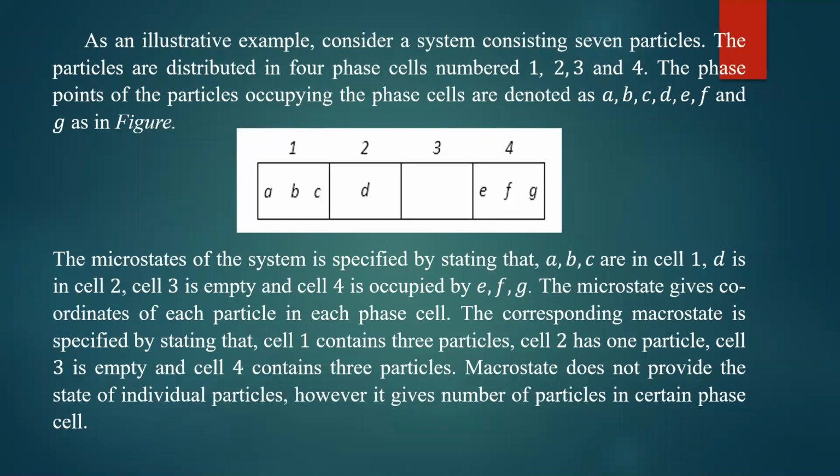Finally, I will give this statement. Microstate gives the state of each and every particle in each phase cell. It gives information about the type of particle present in each and every phase cell. Whereas macrostate gives only the number of particles present in the given phase cell. We'll consider that in detail while studying thermodynamic probability. So just remember microstate and macrostate. You should know the difference between them.